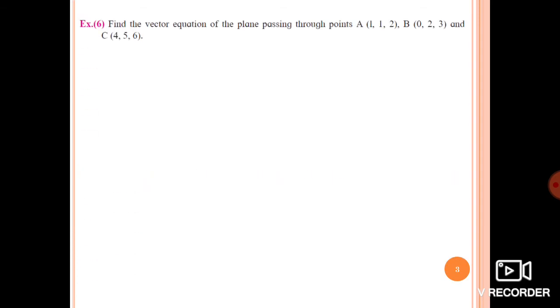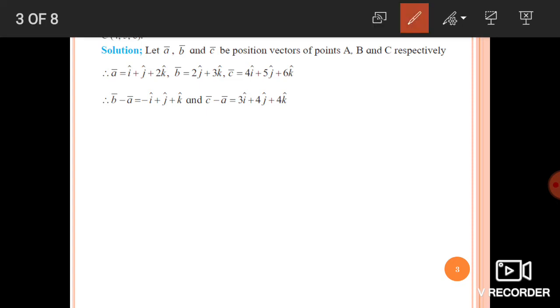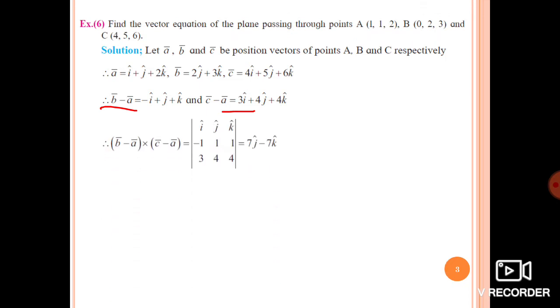Next problem, find the vector equation of the plane passing through points A(1, 1, 2), B(0, 2, 3) and C(4, 5, 6). We know the vector equation of a plane passing through three non-collinear points. Let a bar, b bar and c bar be the position vectors of points A, B and C respectively. We have given a bar, b bar and c bar. Now we will find b bar - a bar and c bar - a bar. We will get b bar - a bar as -i + j + k and c bar - a bar equal to 3i + 4j + 4k.